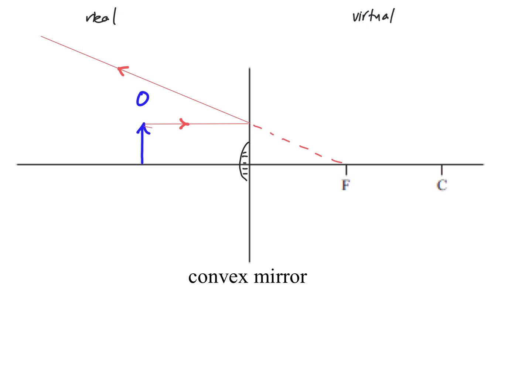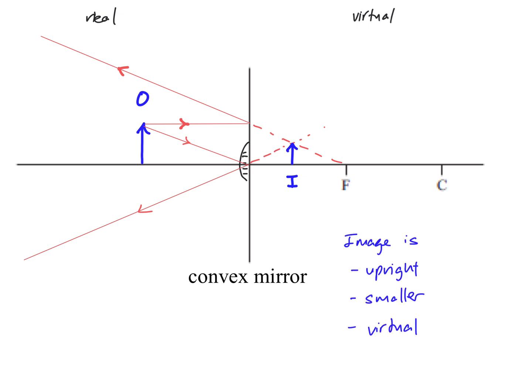And now let's include the light ray towards the pole, which will be reflected off in this direction. And we can include our dashed line for the virtual ray. And this will be our position of the virtual image on the virtual side. And we can describe the image to be upright, smaller, and virtual. Now, you should notice by now that for both diagrams, when we have a virtual image, it is always upright.